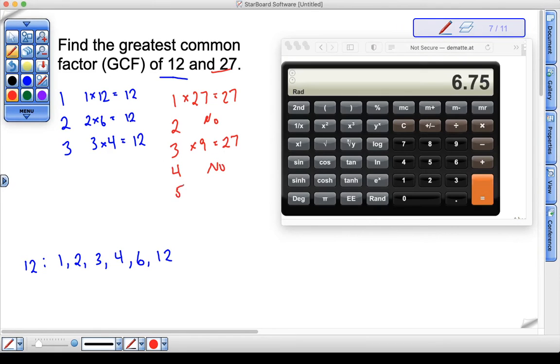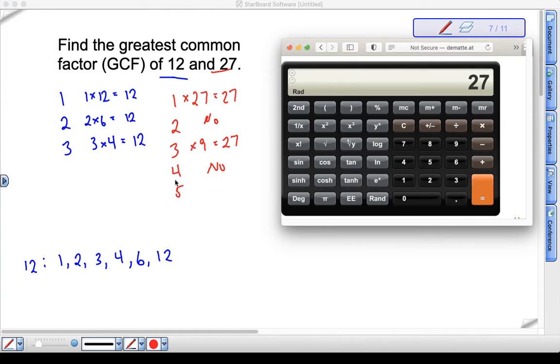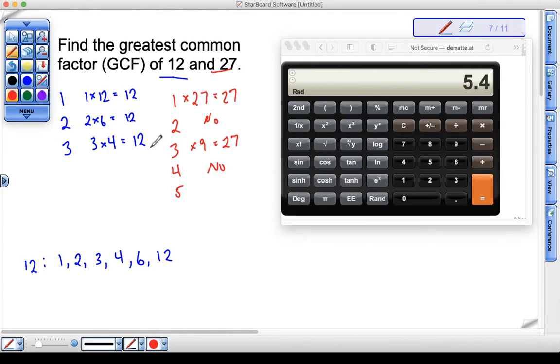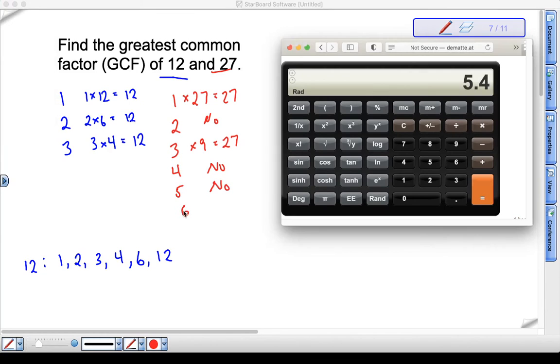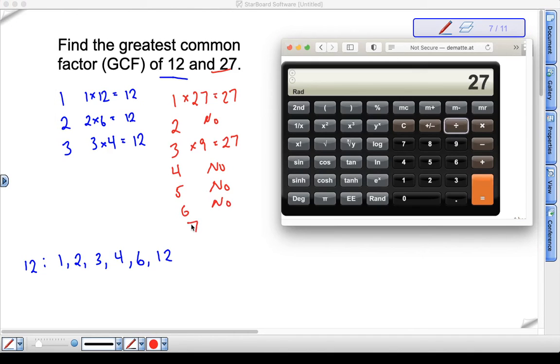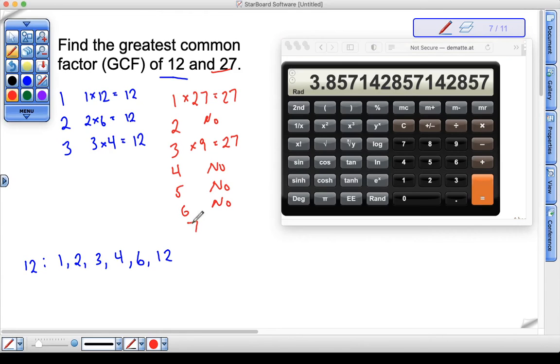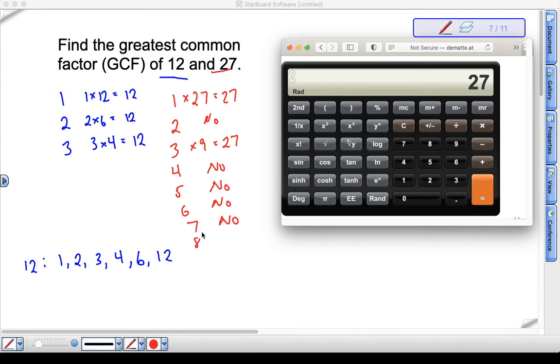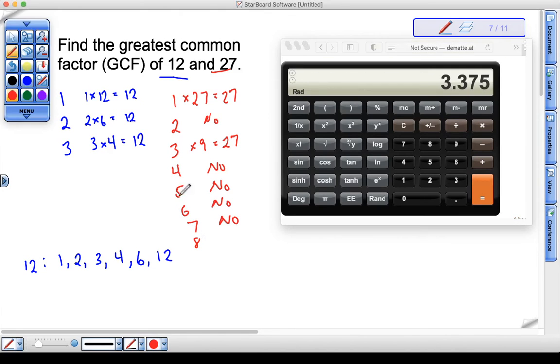And then I can try a 5. 27 divided by 5 is a decimal, so that is a no, it's not a factor. I can try 6 next. 27 divided by 6 is a decimal, that's another no. And then try 7. 27 divided by 7, ooh, major decimal. That's also another no. Now I have to keep going until I get to 9, so I only have one more to try here. 27 divided by 8 is another decimal, so that's another no.